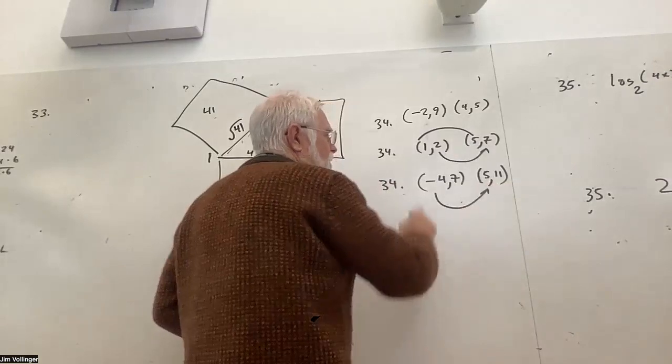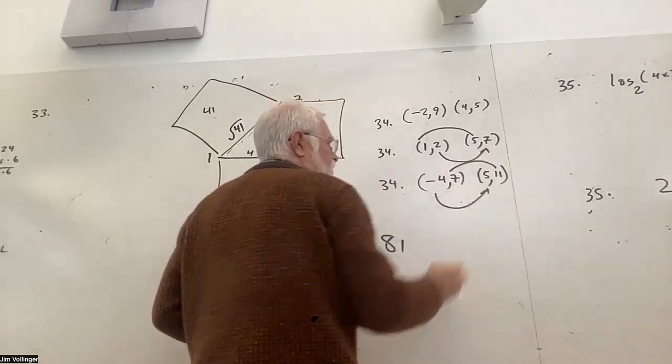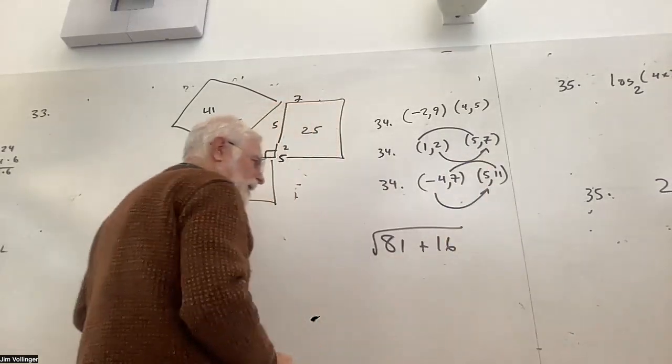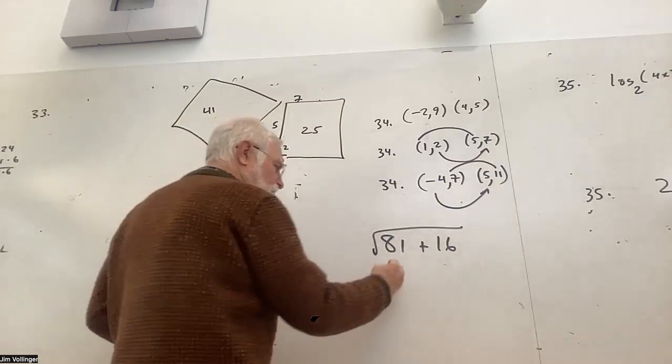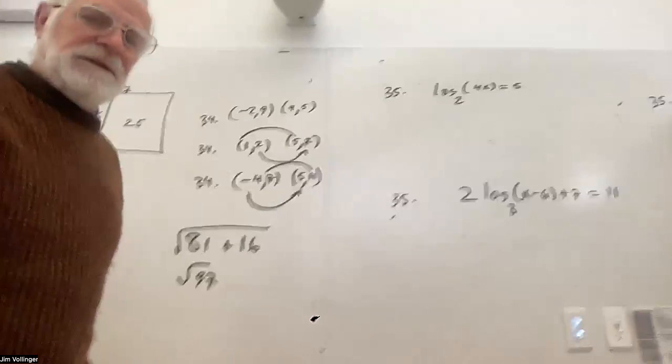Okay, too tired to keep going. Negative 4 to 5 is 9, so I got 81 units of change. 7 to 11 is 4, that's 16. I add that up and I take the square root, and I got the distance between 2 points, square root of 97. All right, gonna do some real quick solving of logs.